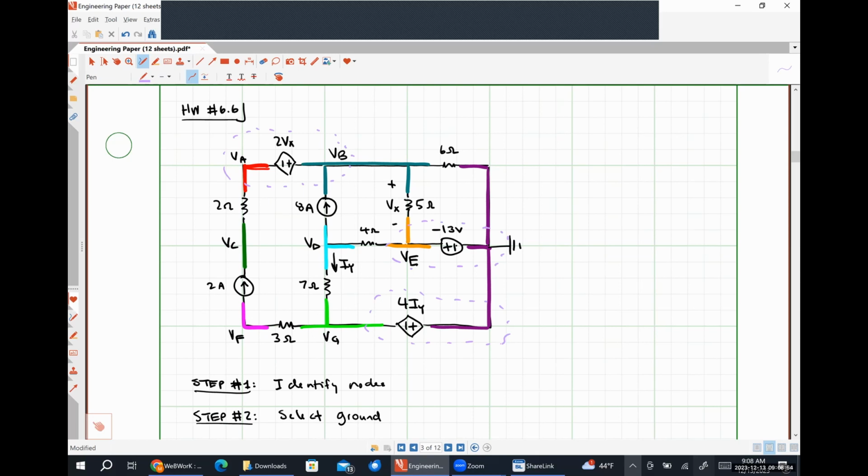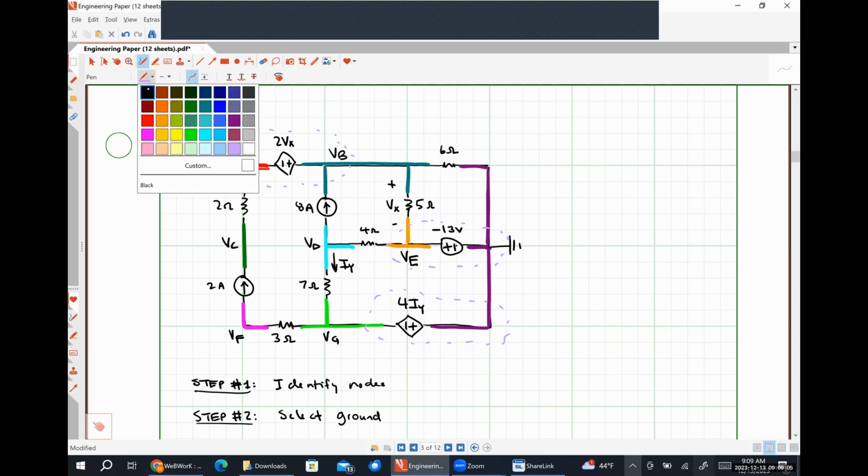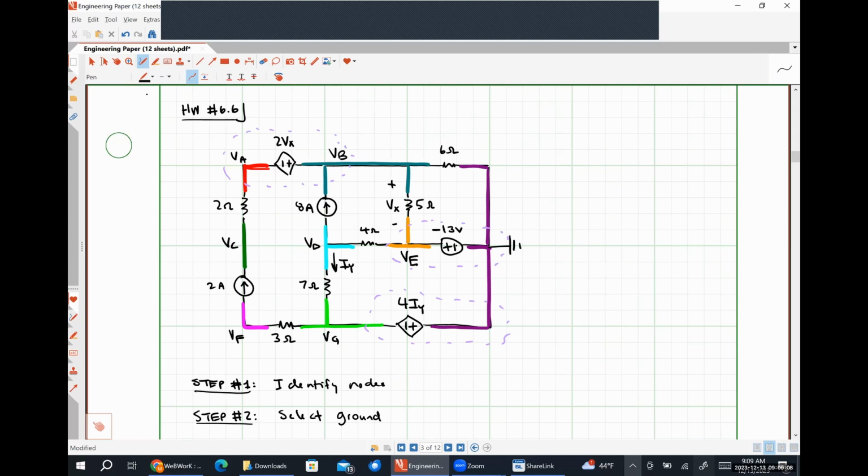Okay. So this is our first time writing a KCL equation involving a supernode. So let's figure out how this is going to work. We're going to treat it just like we've done everything else. We're just going to add all of the currents leaving the supernode instead of leaving an individual node. So that would be this current flowing down through the 2 ohm resistor, this current flowing down through the 8 amp source, this current flowing down through the 5 ohm resistor, and this current flowing to the right through the 6 ohm resistor, because those are all of the currents that are leaving nodes A and B.